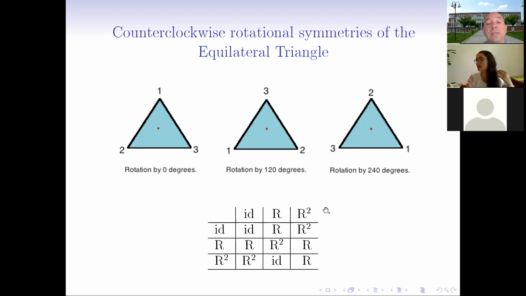And in fact, you can see that this is the cyclic group of order 3. Let's look at the generator, which is the counterclockwise rotation by 120 degrees, R. R square will be the rotation by 240 degrees, or clockwise 120. And R times R square gives R cube, but this is already the identity. So this is the cyclic group of order 3.